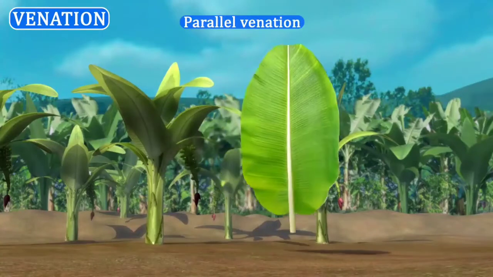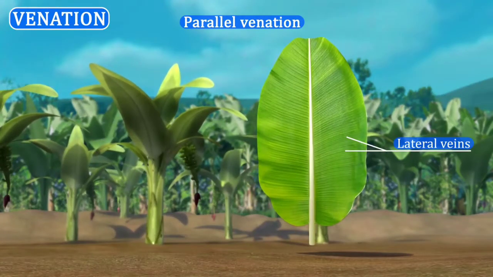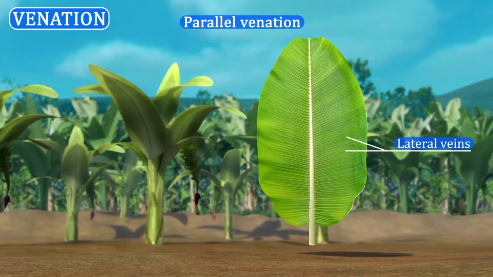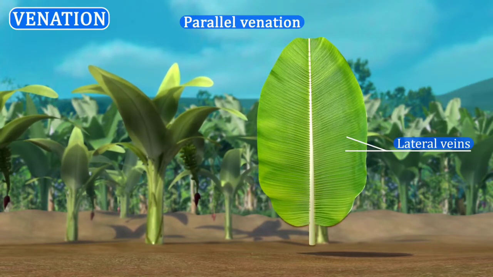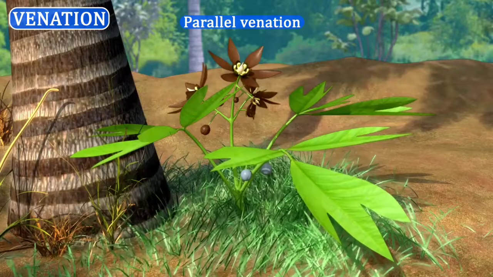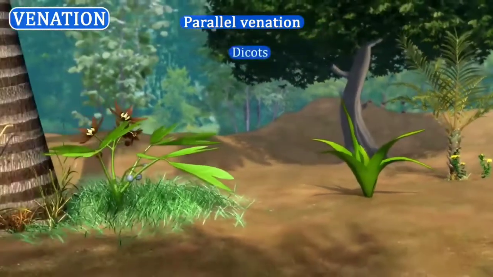Parallel venation. In this venation, all lateral veins run parallel to each other. They do not form a network. Veinlets are absent. It is generally observed in monocots. Caulophyllum and Eryngium are the dicots with parallel venation.